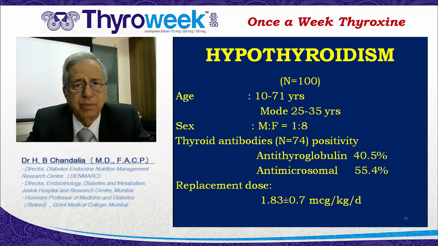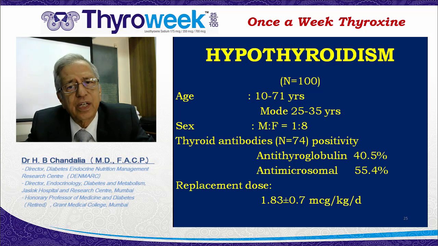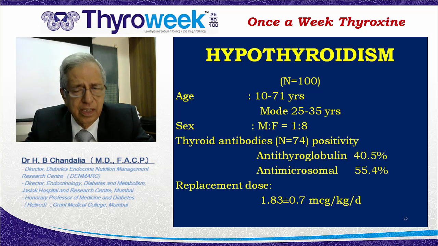This is a series of 100 patients where we have very carefully titrated thyroxine replacement and attained the desired TSH level. There we had calculated the average replacement dose in this small series was 1.83 plus or minus 0.7 microgram per kg per day. So this is a guide for you.